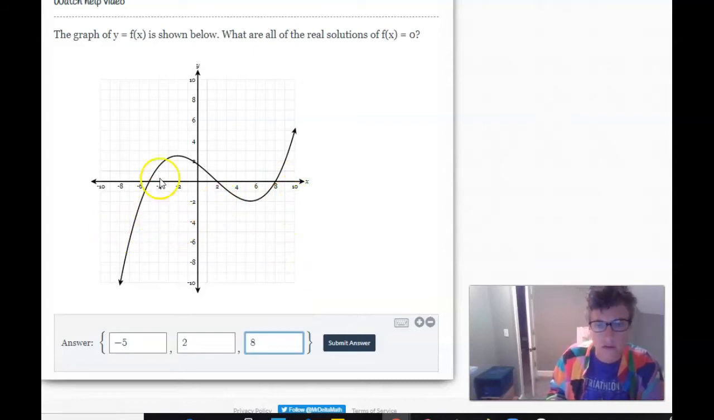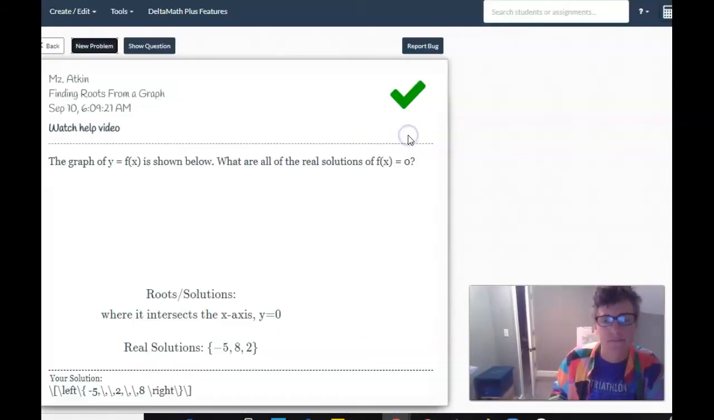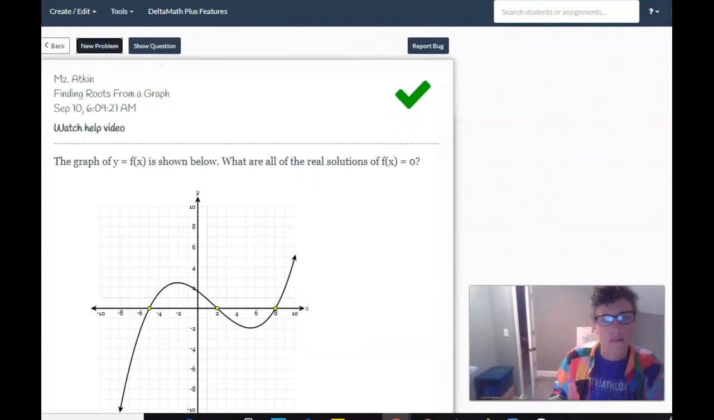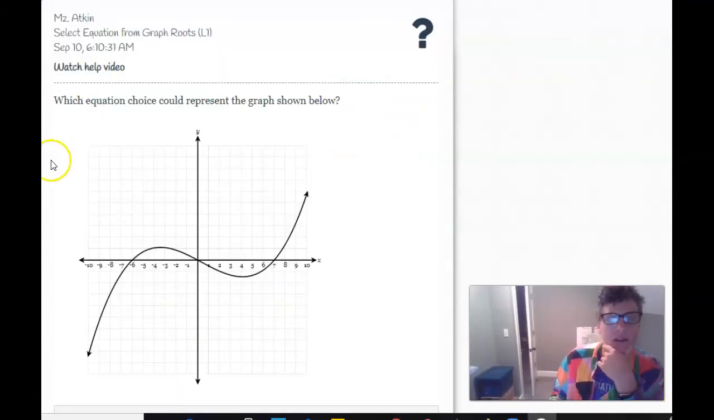And all of these cross straight through, so they have a multiplicity of 1. So this must be a cubic function. Are we sure? Yes, I'm sure. Awesome. That's not bad. Alright, how about this one?